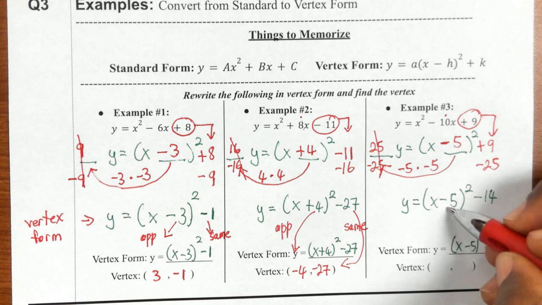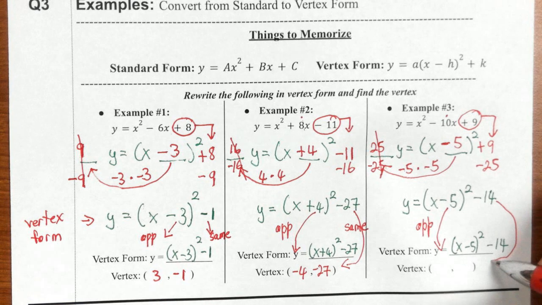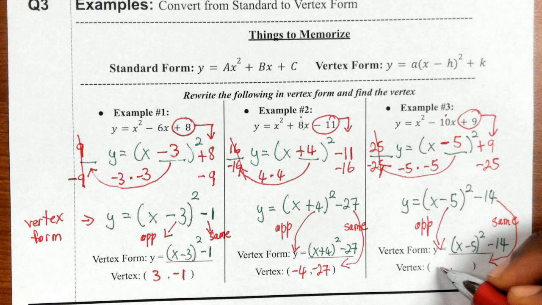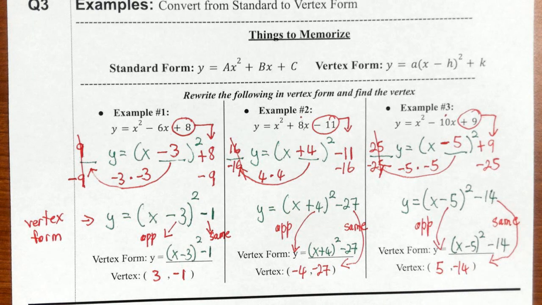And to find your vertex, all you have to do is the opposite of the number inside the parentheses and the same as the number on the outside. Opposite of a negative 5 is positive 5. Same as negative 14 is negative 14. So again, guys, just like that.